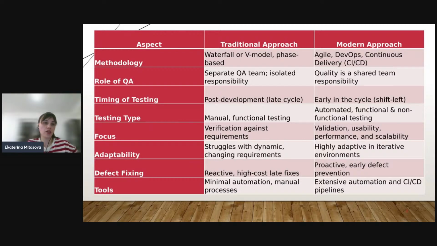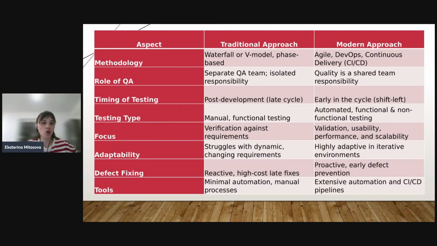And as we can see, traditional approaches were sufficient for static, longer lifecycle projects with well-determined requirements, but they lack the flexibility, collaboration, and speed demanded by modern software development. And modern approaches emphasize continuous quality, early testing, automation, and that all makes them ideal for today's fast-paced Agile and DevOps environments. They integrate QA into the development cycle, reducing risks, enabling faster feedback, and these modern approaches foster collaboration to deliver reliable and scalable software.